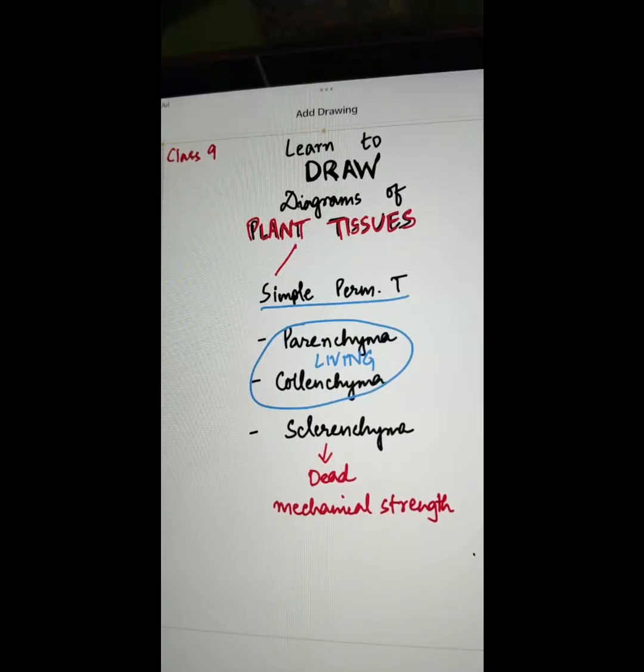But there are certain plants which, when faced with high storm conditions, lie flat on the ground, right? Because they have less sclerenchyma in them. So sclerenchyma adds mechanical strength. The more the sclerenchyma, the greater the mechanical strength. The lesser the sclerenchyma, the lesser will be the mechanical strength.